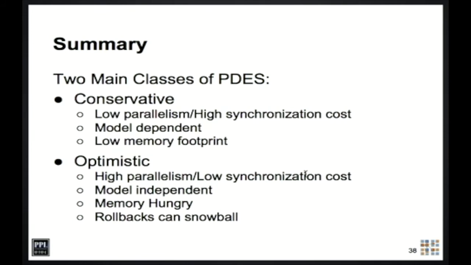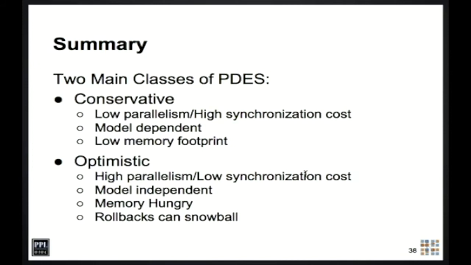But it does have a low memory footprint, since every time you execute an event you know that the event is actually part of the final result, and you can free its memory. You also don't have to worry about how to reverse an event, which is an extra concern with optimistic. But optimistic, again, has generally high parallelism and low synchronization cost, assuming you have a well-behaved simulation. It's fairly model independent, and in that sense, you don't need to know specific look-aheads for the model or the communication patterns of the model for this to work.